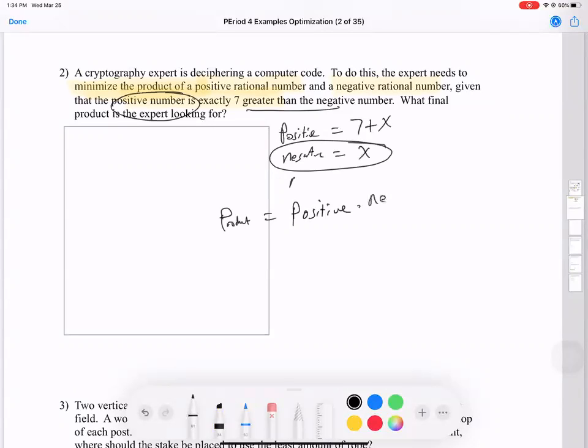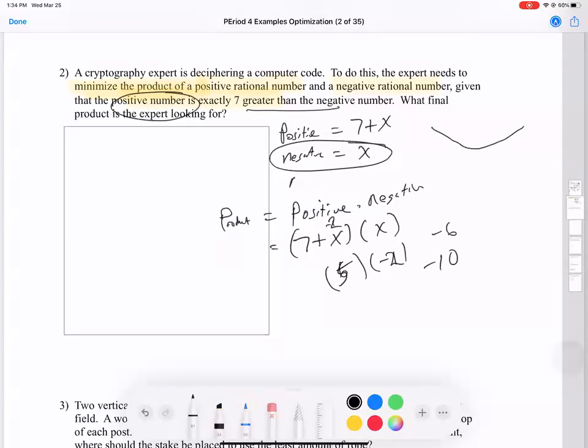And the positive times the negative. The positive is 7 plus x, and the negative is just an x. So let's make this up. If x is negative 1, then the positive number is 6. Right? A positive times a negative. That would be negative 6, let's say. If x was negative 2, that would be 5, maybe 10, negative 10. The number is getting smaller, sure. And when we want to minimize, we want to find the lowest possible value.